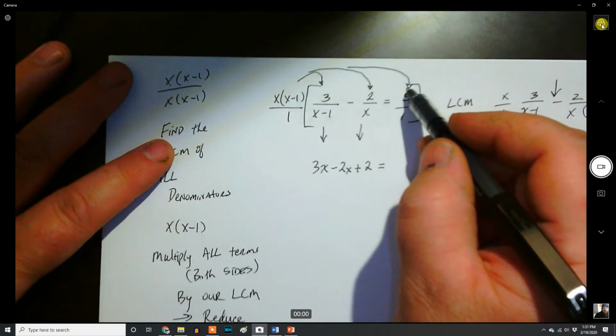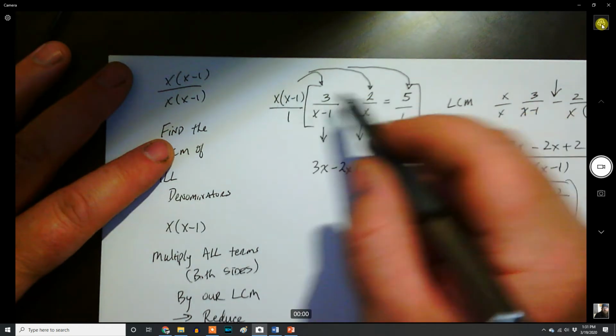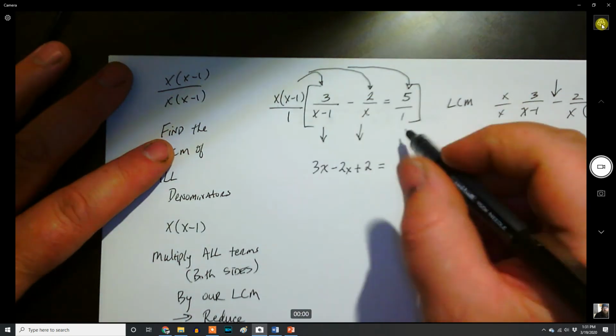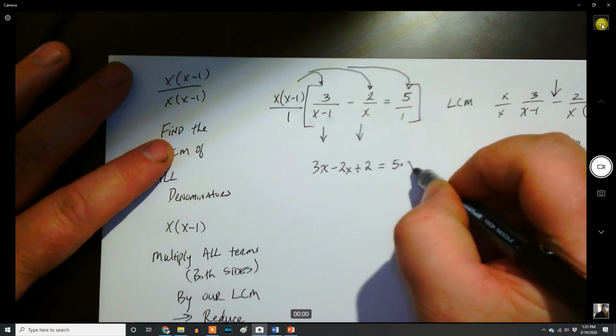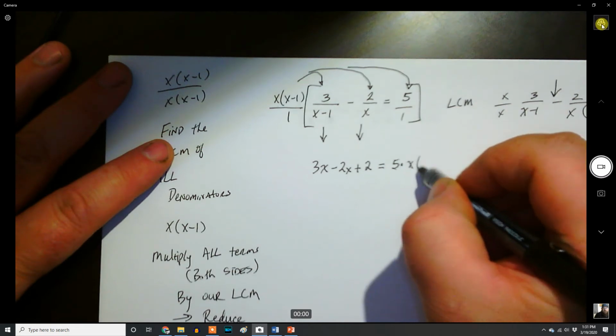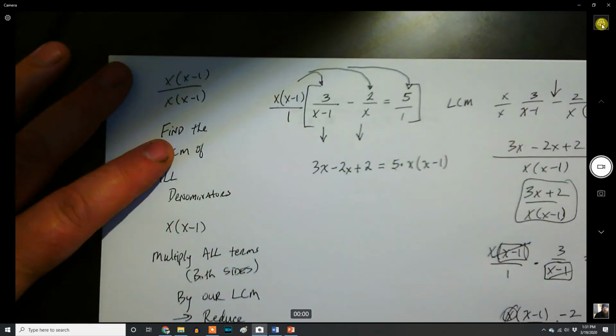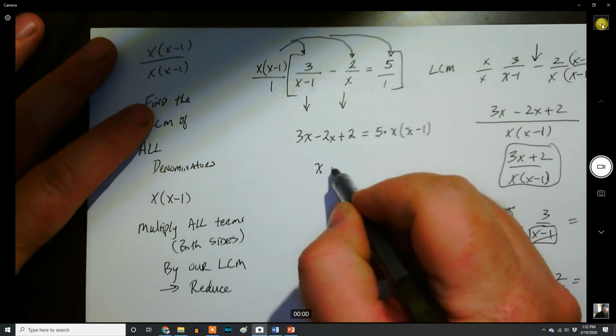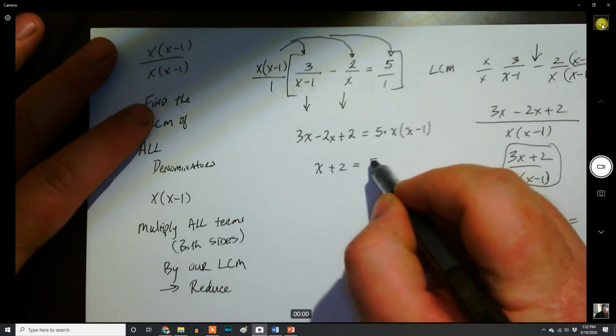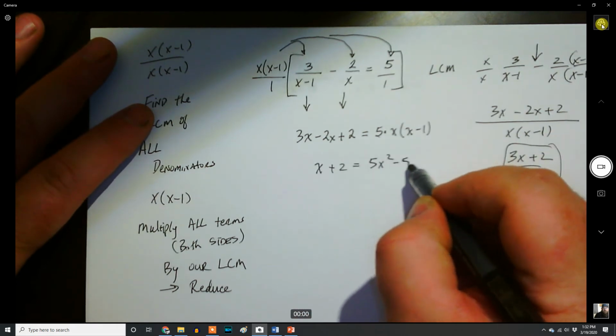And now we have to multiply that one over here, right? So we're going to get x times x minus 1 times 5. So we're going to have 5 times x times x minus 1. We can simplify that a little bit. So here's what we're going to get. This makes x plus 2 equals 5x squared minus 5x.